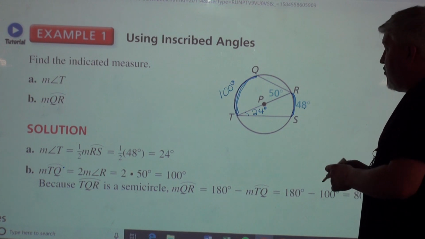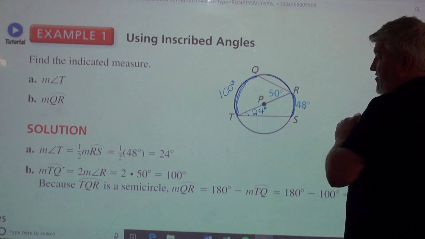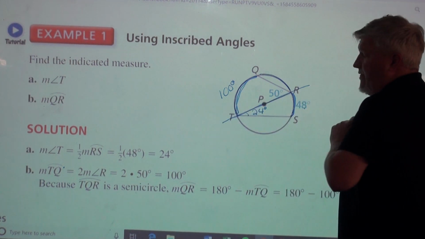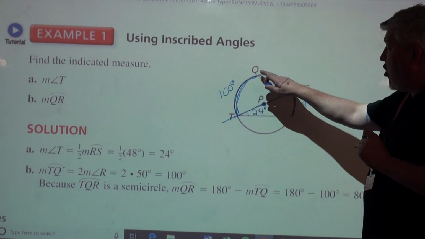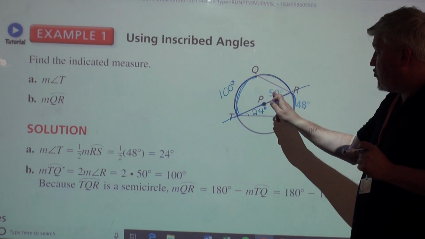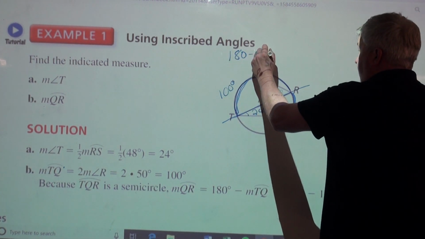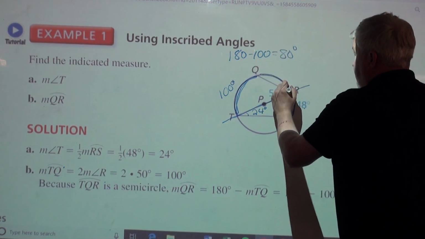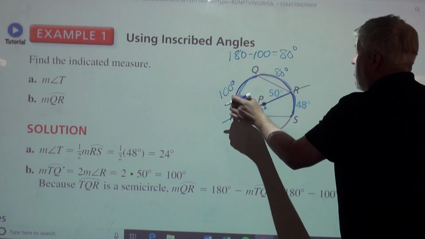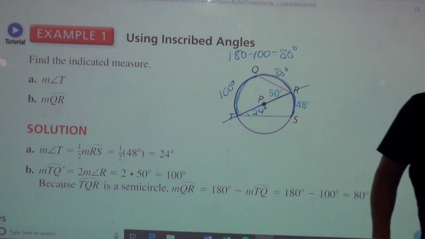Now it also asks us the measure of arc QR. Well, notice we've got a diameter here, right? Cuts the circle in half. You know that half a circle all the way around is 180 degrees. We know that this measures 100 because it's twice what the angle is. So I have 180 minus 100 equals 80 degrees. This arc measure is 80 because 100 here plus 80 gives you 180 all the way across. Not a big deal. All right.